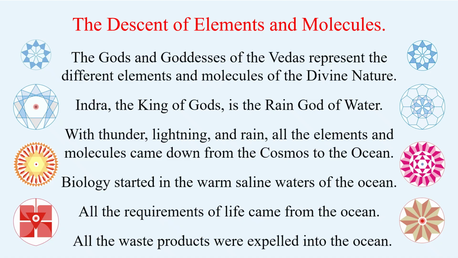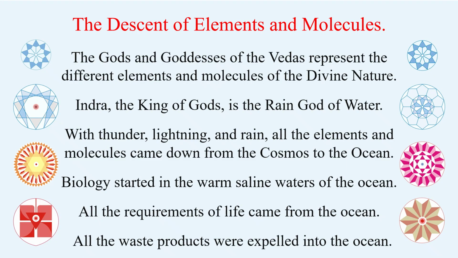Similarly, Indra, the king of gods, is the rain god of water, and everything came down in water. With thunder, lightning and rain, all the elements and molecules came down from the cosmos to the ground, and biological life started in warm saline water. That makes it clear that solid salt is essential for life itself. So is water, so is the temperature. Those are very important things when it comes to homeostasis.